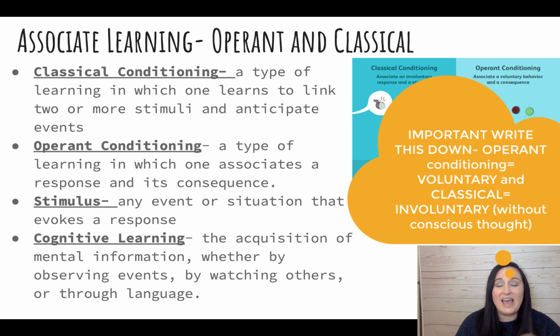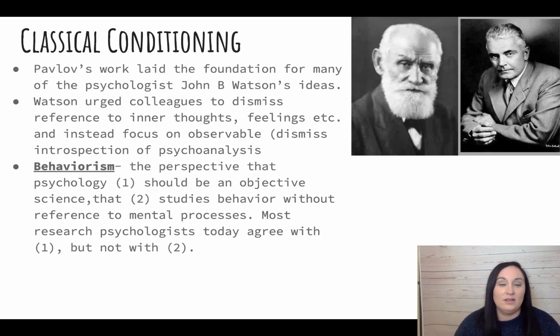We're going to use the word stimulus a lot, so be very familiar with that word. That word just means any event or situation or thing. It's got to be something that happens. And cognitive learning is the acquisition of mental information, whether by observing something, watching someone else, or through language. So we don't always have to be exposed in the same way. Just like someone giving us information, that is a form of learning. Or we can watch someone without experiencing it ourselves and learn it. So those are examples of cognitive learning.